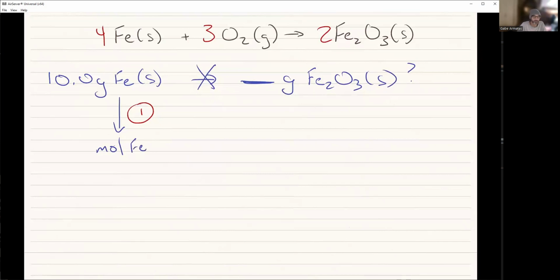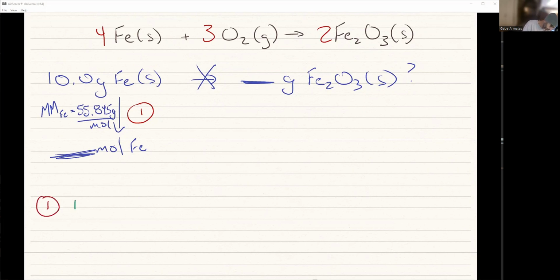So moles of iron. Okay, so the question is, what is the molar mass of iron? And of course, you have to look it up on the periodic table. If you look up iron, you see that the molar mass of iron, Fe, is equal to 55.845 grams per mole. So that's going to allow me to convert from grams to moles. Okay, so that's the first step. And so let's do that. So first step is to convert from grams to moles.